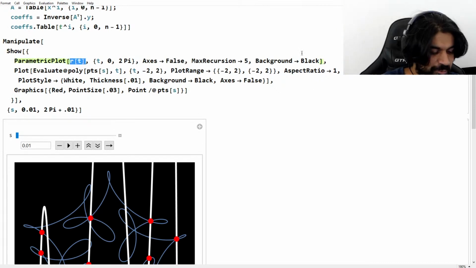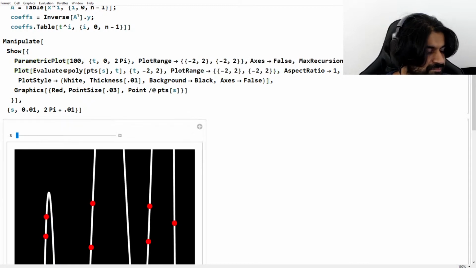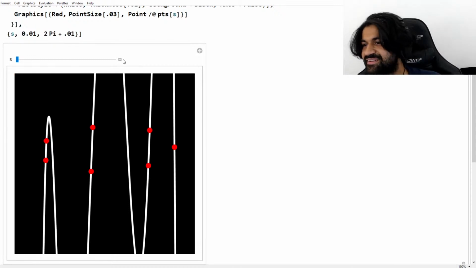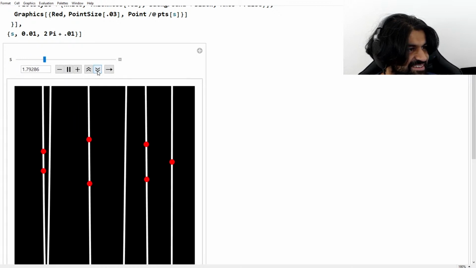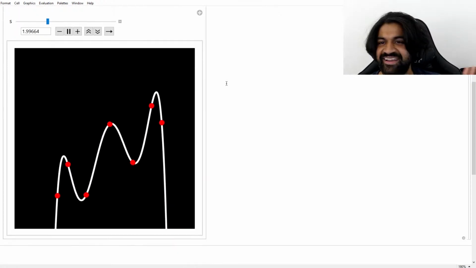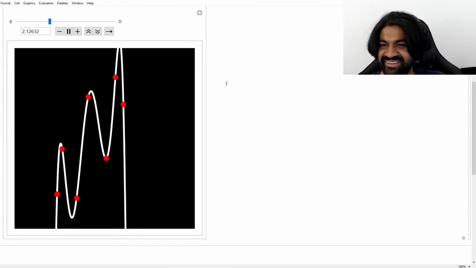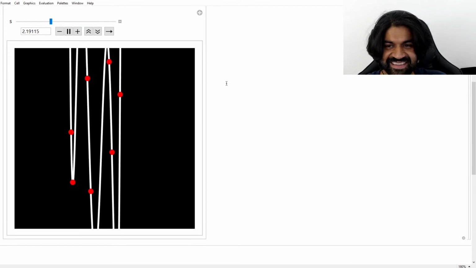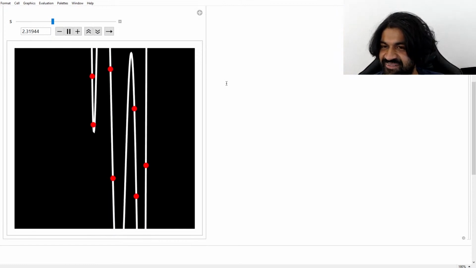Actually, I have an idea. Why don't I plot just 100 and set my plot range here. Okay, perfect. I can show it with the path as well, if you like. But to play, slow down. Okay, and now you should be able to see that the Lagrange polynomial that goes through these points changes smoothly as you move these points around.